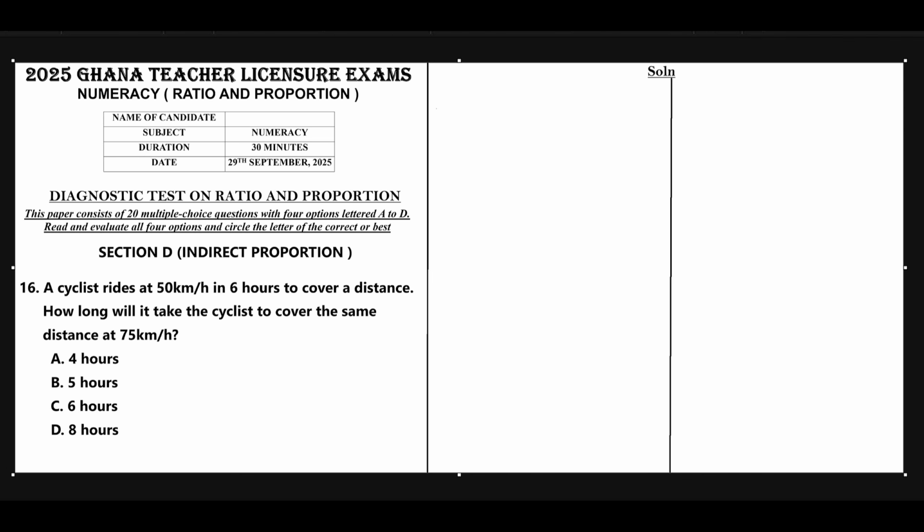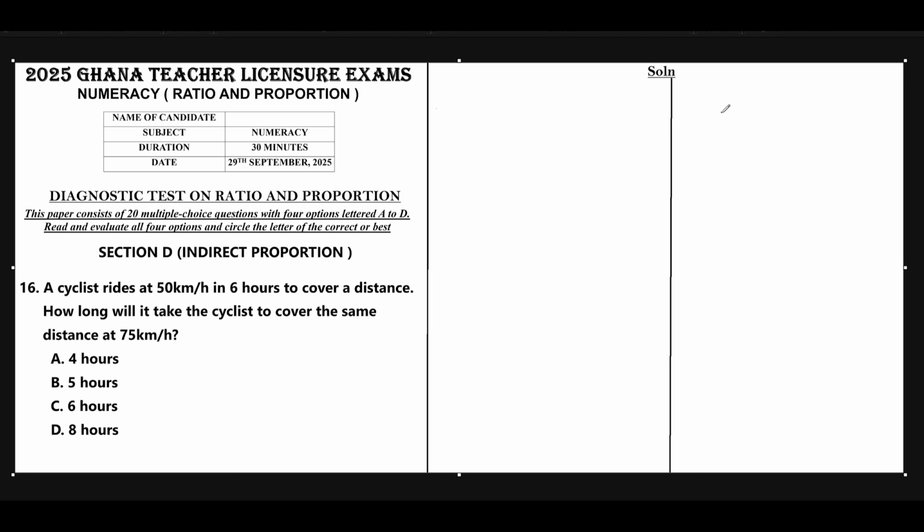The last section of this particular test, section D, indirect proportion. So what then is an indirect proportion? With indirect proportion, we are looking at the relationship that exists between two quantities. But this time, as one quantity increases, it causes a corresponding decrease in the other quantity, or as one quantity decreases, it causes a corresponding increase in the other quantity. So that is for indirect proportion.